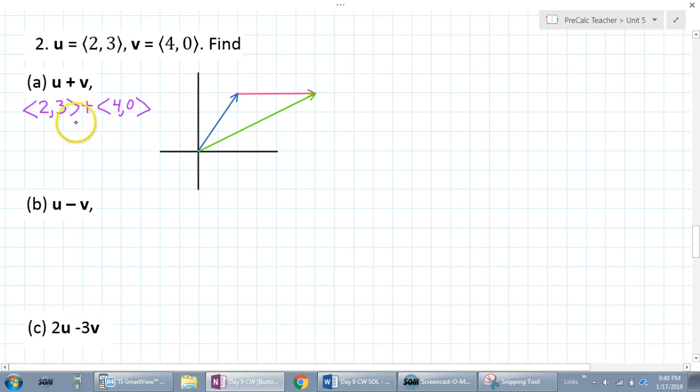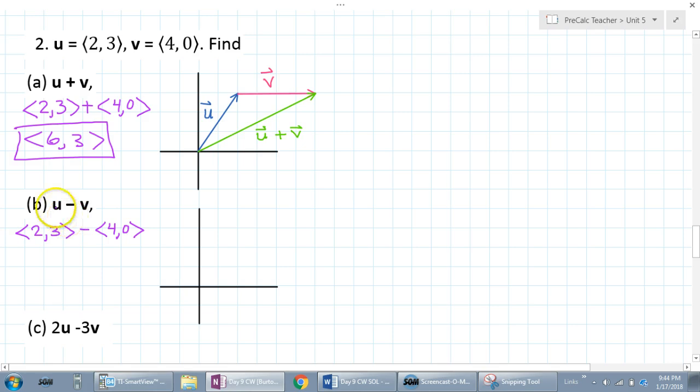Now let's go ahead and do it algebraically. All I have to do is add the corresponding coordinates, components. So I've got 2 plus 4 is 6, and then 3 plus 0 is 3. So this should be vector u plus v. Now let's compare that to what we got graphically. Look at the green resultant vector. It is in fact over 6 and up 3, just like we thought.